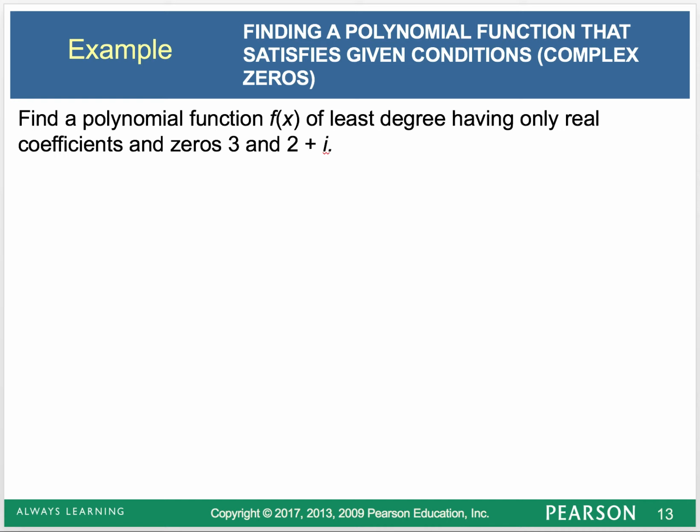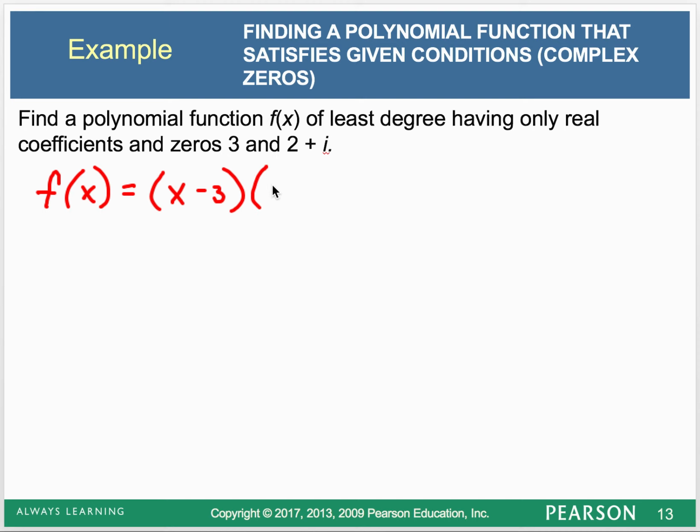Okay, let's try it again. This time, I'm still looking for a function that has certain zeros, but notice it tells me one of them is 2 plus i. So I have to remember our complex theorem. If I've got a 0 of 3, that's x minus 3. But if I know that I have a 0 of 2 plus i, the complex conjugate 2 minus i also has to be a 0, right? They only occur in conjugate pairs.